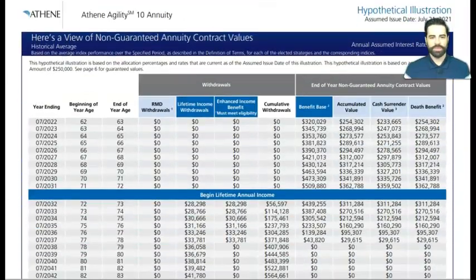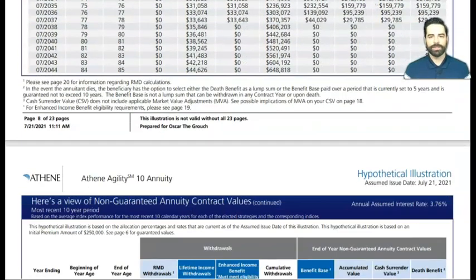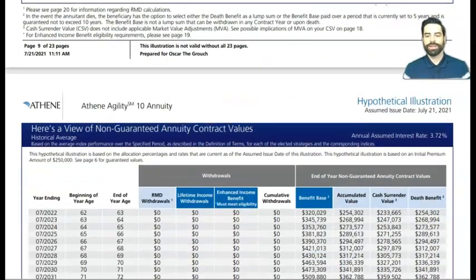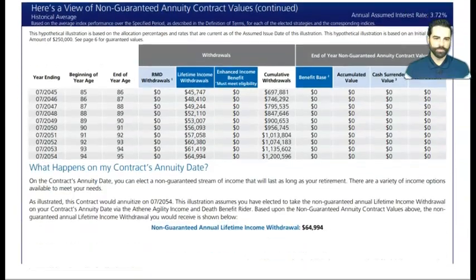So the next page is just another scenario with different values. Notice it's roughly the same, very similar. It's just different strategies if they were to perform differently. Notice this is a 3.72 assumed, while this one up here is a 3.76. So not a lot of difference, but depending on what rate it makes, because this is a 0.04 difference, can determine how much income your client would get.